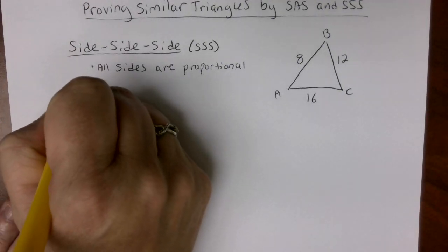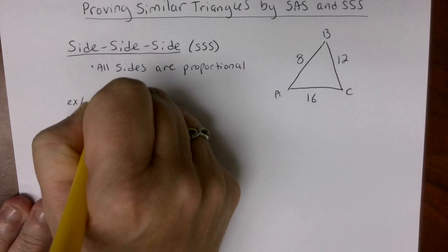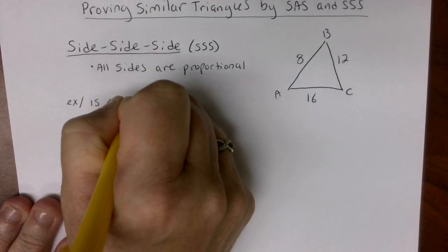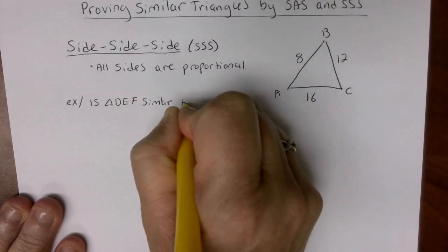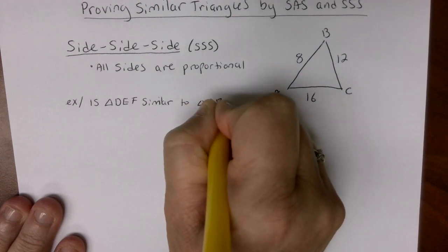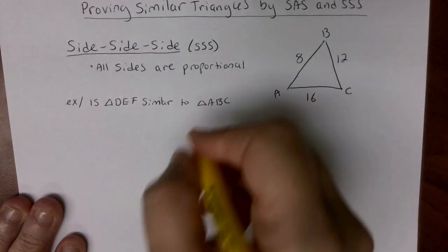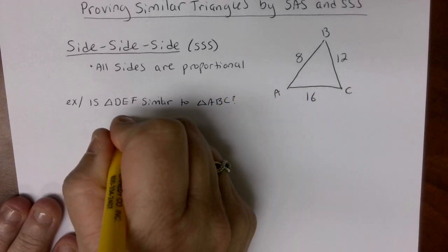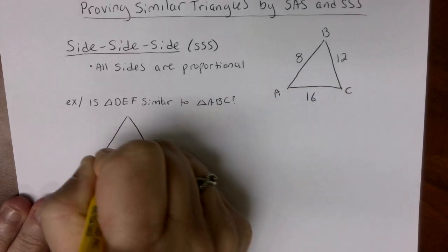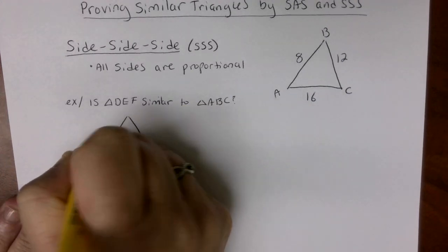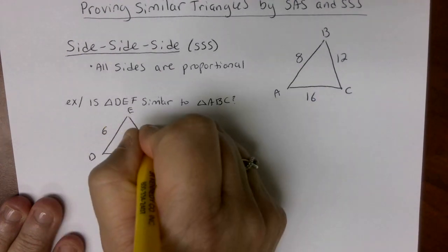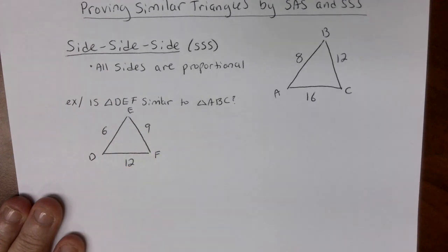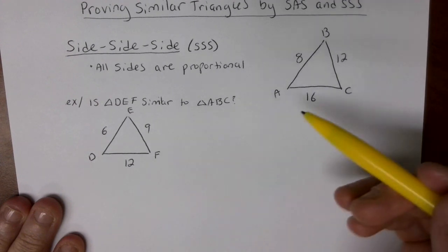So the first one that we're going to look at, we're going to say is triangle DEF similar to triangle ABC. All right, so first we have to have a triangle to look at. So we're going to look at this triangle here. So this is D, E, and F. And let's say these are sides 6, 9, and 12. And basically we want to see if all three sides of this triangle are proportional to all three sides in this triangle.